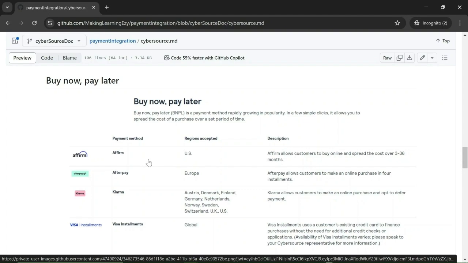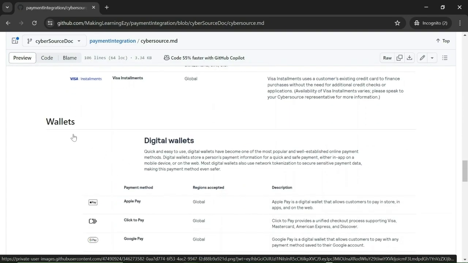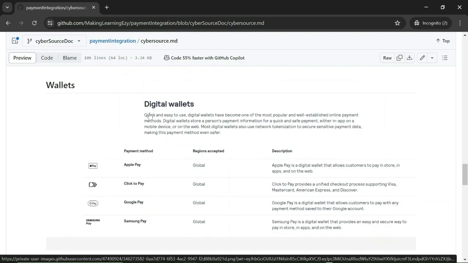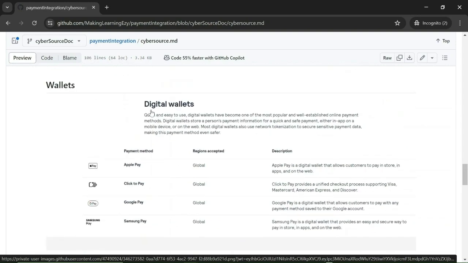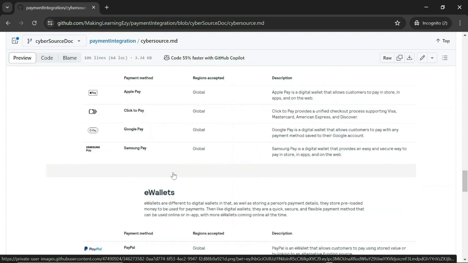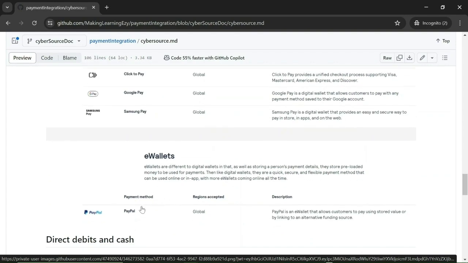Let's move on to the other payment mode, called wallet. CyberSource supports multiple wallet options. There are two types of wallets supported: digital wallets and e-wallets. Under digital wallets, it supports Apple Pay, Click to Pay, Google Pay and Samsung Pay, and all these digital wallets are accepted globally. So you can use them in any country if that particular country allows. Another is the e-wallets, and it supports PayPal under e-wallets.